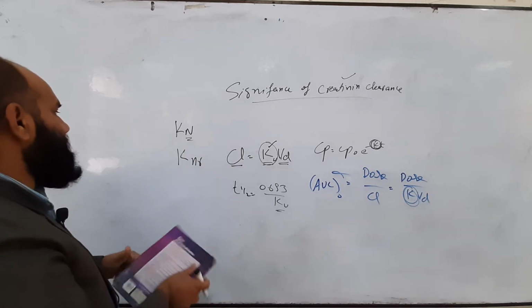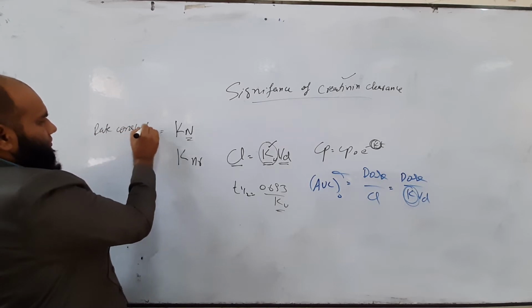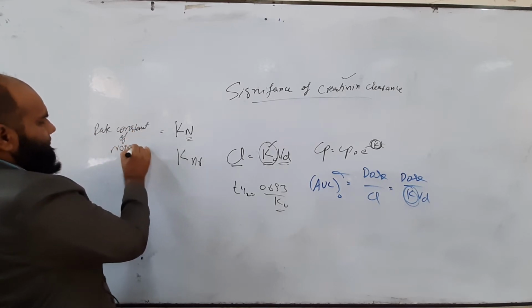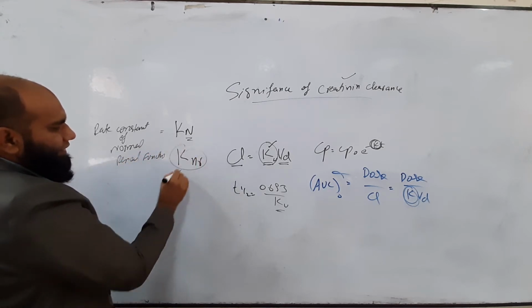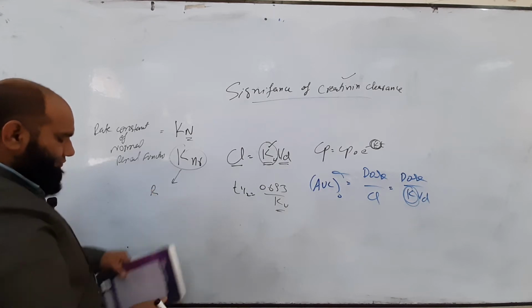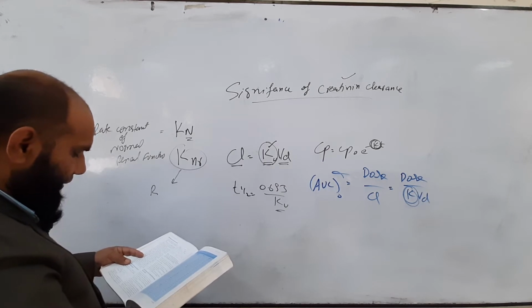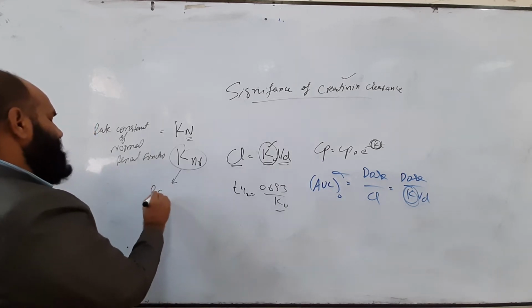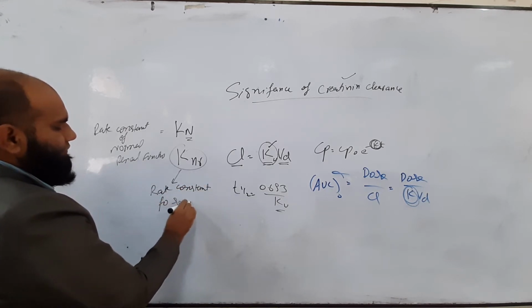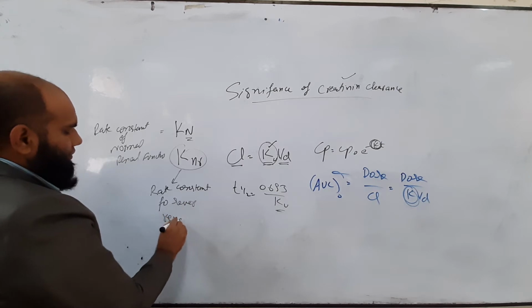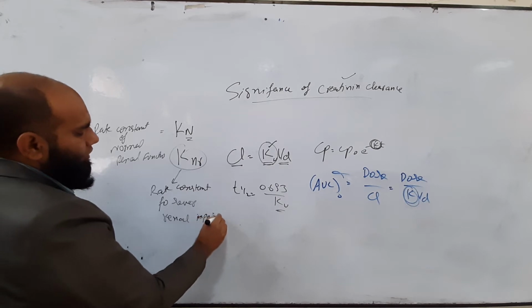Kn is basically the rate constant of normal renal function, and Knr is the rate constant of renal impairment, the rate constant for severe renal impairment.